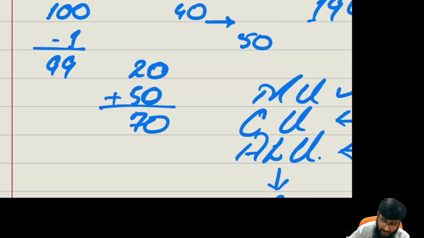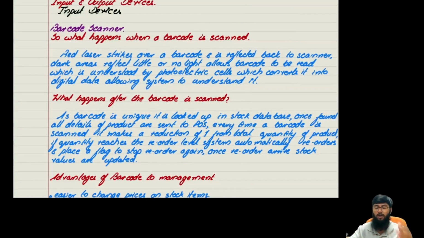Meanwhile, once it has made a first reorder, there is a flag placed so that it should not reorder again until the earlier reorder has arrived. Until then, no reorder will be placed again. So this is how, or you may say this is what happens, when the barcode is scanned.